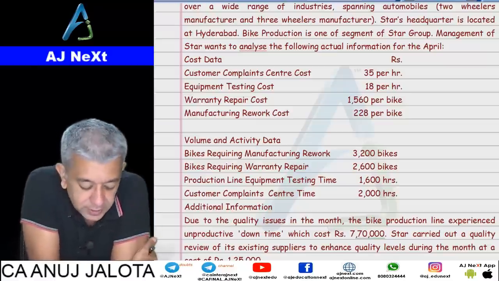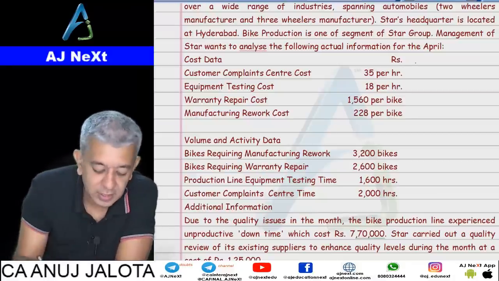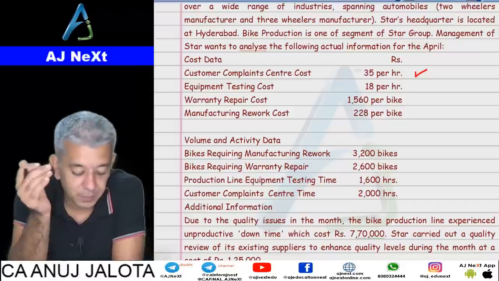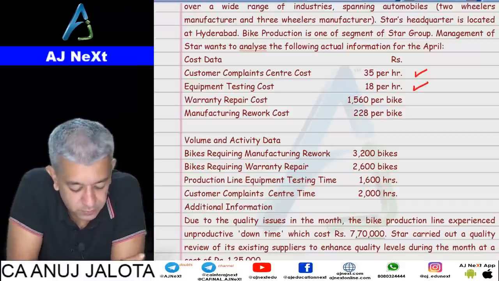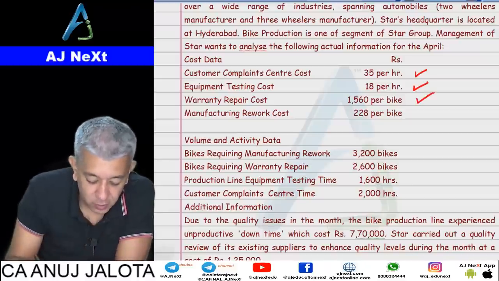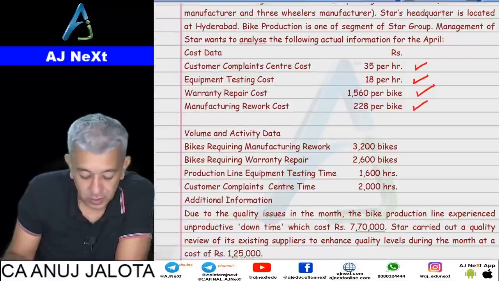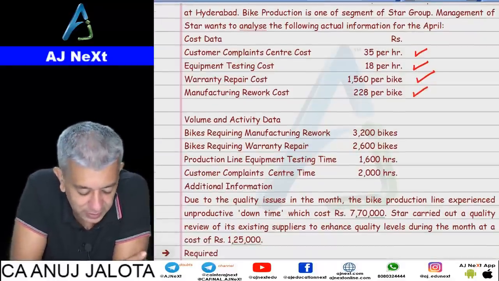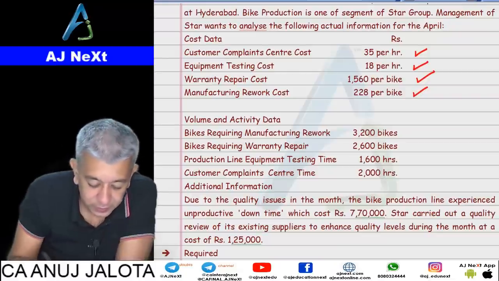ठीक है, कॉस्ट डेटा: कस्टमर कंप्लेंट सेंटर कॉस्ट दैट इज 35 पर कस्टमर कंप्लेंट. ठीक है, आगे इक्विपमेंट टेस्टिंग कॉस्ट, ठीक है, उसके बाद वारंटी रिपेयर कॉस्ट, ओके, मैन्युफैक्चरिंग रिवर्क कॉस्ट, फाइन. उसके बाद वॉल्यूम एंड एक्टिविटी डेटा: बाइक्स रिक्वायरिंग मैन्युफैक्चरिंग रिवर्क 3200.